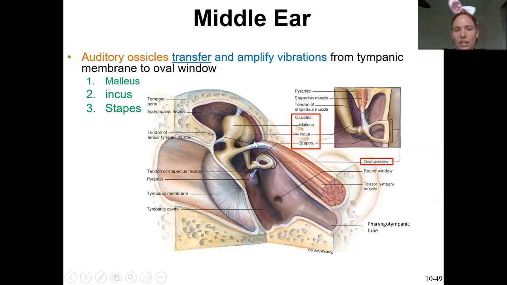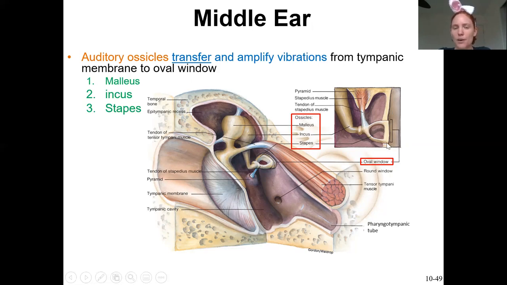The incus is the second one here. Some of you, in elementary school, might have learned it as the anvil, so the hammer and the anvil. But for this class, make sure you use malleus and the incus. And then connected to the incus, it's going to hit into the stapes. However you want to pronounce it is fine with me. So the malleus is the first one, the incus is the second one, and the stapes is the last one here. That's the stirrup because it has that stirrup shape.